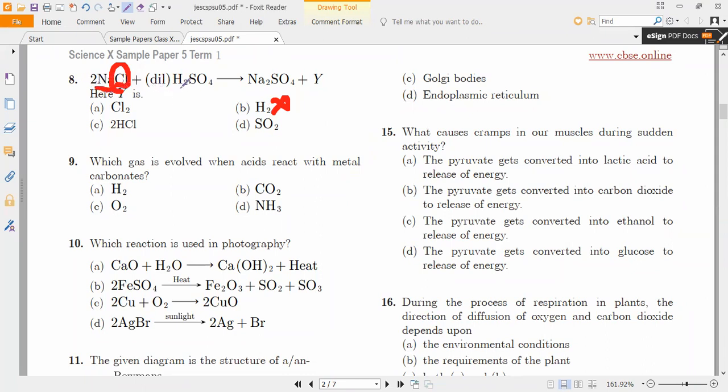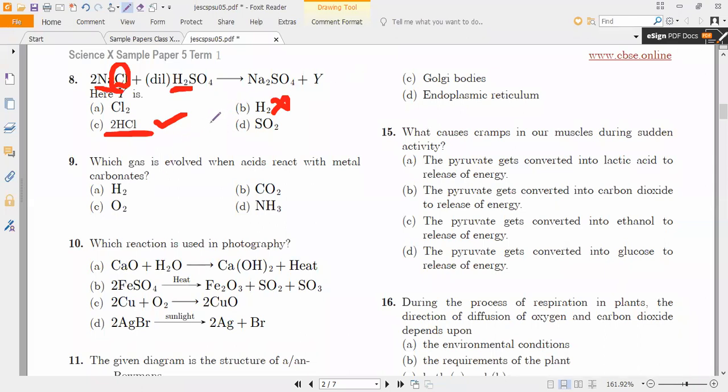In the double displacement reaction, sodium will replace hydrogen, as hydrogen is less reactive than sodium. So it will form sodium sulfate. Next, hydrogen reacts with the chlorine. It will form what? Hydrochloric acid, HCl. Understand? Not any other thing. That you have to understand.